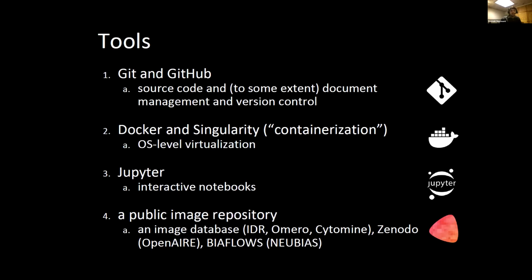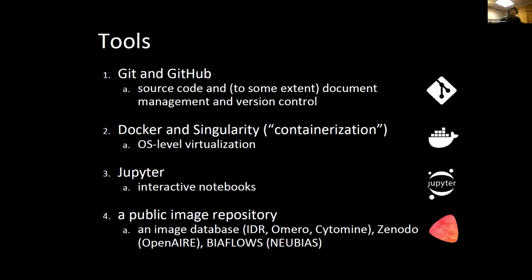To share your code and workflows and files, you can use, for instance, Git and GitHub. To share your environment, you can use Docker and Singularity, which are systems that can provide containers. It's like a virtual machine, but more lightweight, that actually defines an environment where you can run software.